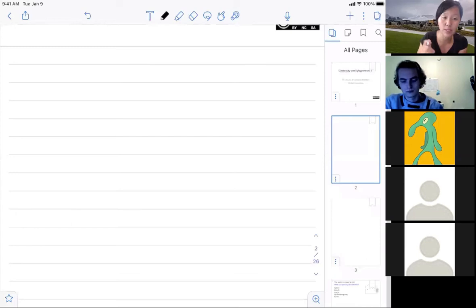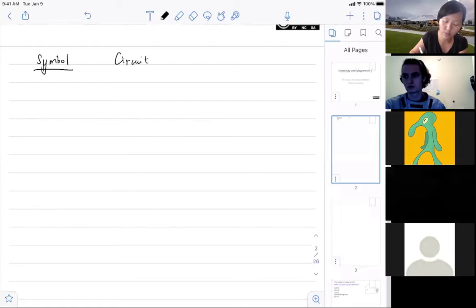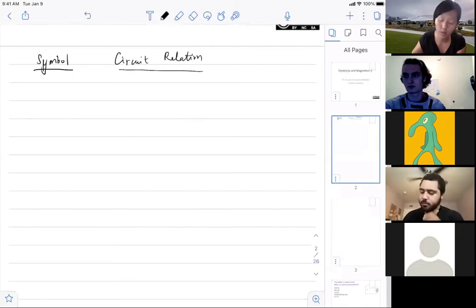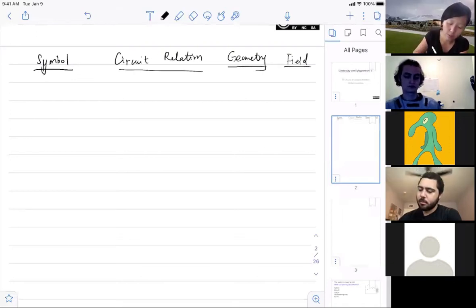Okay, so quickly before we go through real circuits, I wanted to talk about the different symbols and remind ourselves what these represent, and what kind of equations we use to describe these different symbols and circuit relations. And how does a resistance or capacitance relate to its geometry, as well as the type of field that we consider for that particular symbol. So what if I draw something like this?